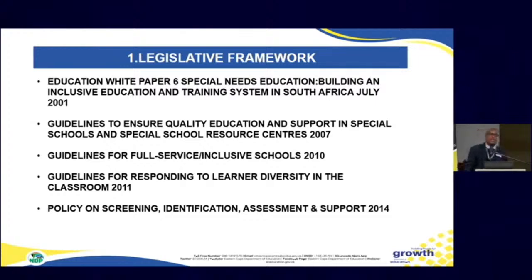Further than that, we also have other guidelines that have been developed, like the ones to ensure quality and support in special schools, as well as special schools as resource centers, the guidelines for full service schools or inclusive schools, the guidelines for responding to learner diversity in the classroom of 2011, and the policy on screening, identification, assessment, as well as support. The policy that is called the SIAS policy. That's the policy that we use in terms of giving support to learners.